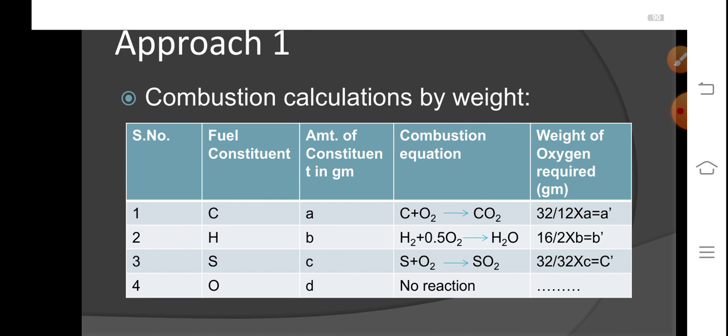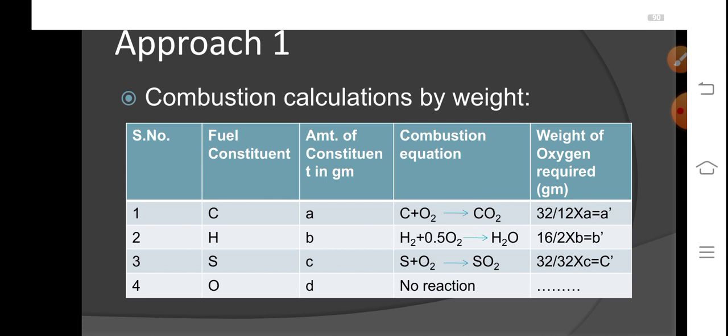Similarly, we are going to calculate the weight of oxygen required for sulfur. Here 1 mole of sulfur requires 1 mole of oxygen for complete combustion. 1 mole of oxygen has 32 grams. Similarly, 1 mole of sulfur also has 32 grams. So 32 upon 32 into the amount of sulfur given, that is C. So C is the amount of sulfur which is provided. In this way, we calculate the weight of oxygen required.